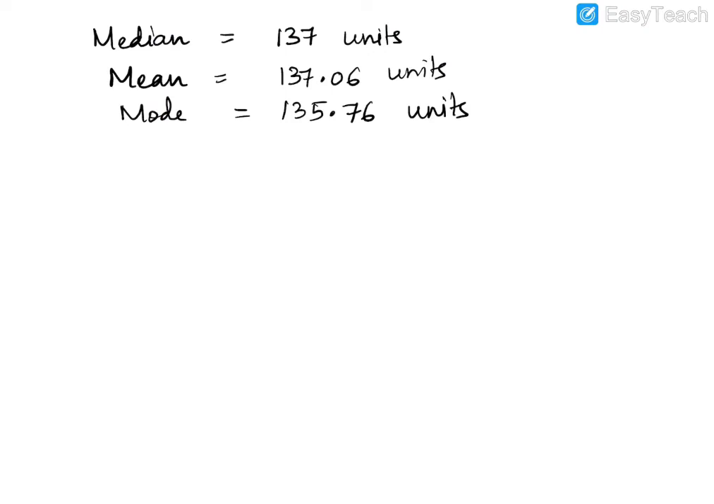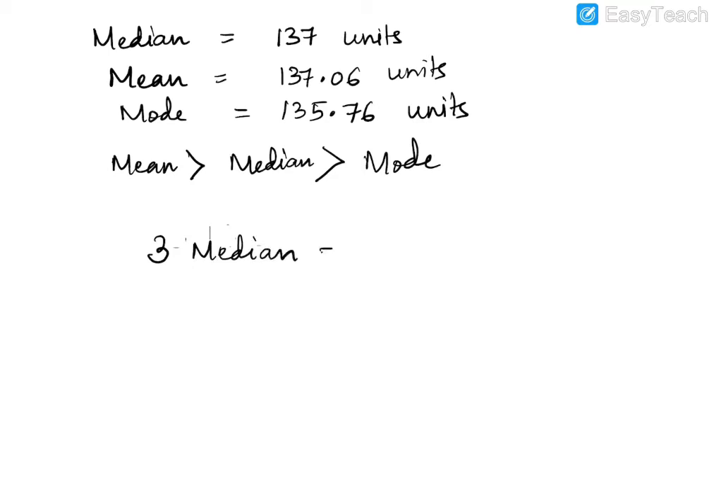So these are the values of median, mean and mode for the same data, and we find that they are not same. Mean is greater than median, which is greater than mode. Also, there is a relationship between these three values of measure of central tendency, which is given by 3 times median equal to mode plus 2 times mean.